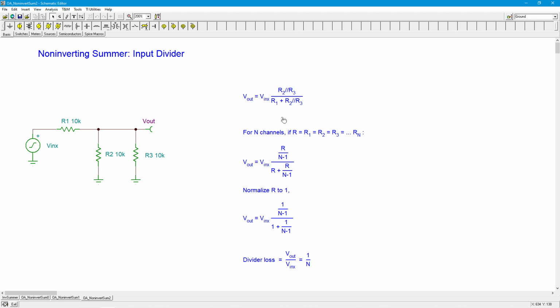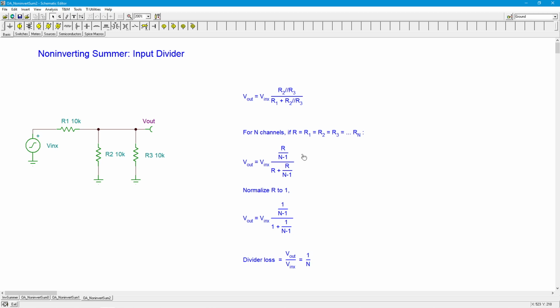Now we can generalize that. So let's say we have N channels and we make all the resistors the same size. That would be typical. You don't have to, but that would be typical. So we can generalize this so that Vout is some input, Vin-x, we'll call it, times the resistance you're interested in, which would be R divided by N minus one, because if you have five channels, there's only four resistors out here. That's why it's N minus one. And that quantity is divided by R, this guy back here, plus again R over N minus 1.